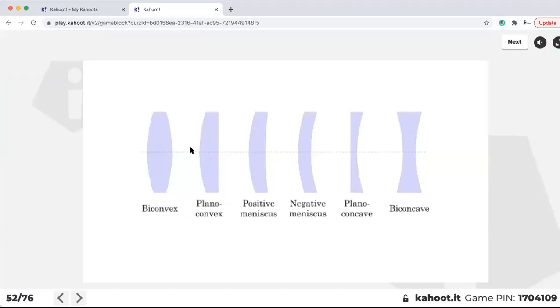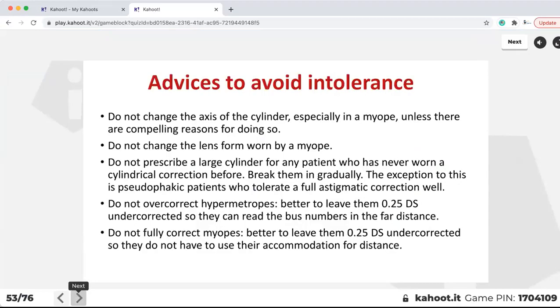We said that there are different forms of lenses like biconvex, biconcave, plano-concave, plano-convex, and the meniscus. The best form lens will be the meniscus to eliminate the aberrations. So some advice to avoid intolerance of the glasses. First of all, don't change the axis of cylinder, especially in myopes, unless there are some reasons to do so. So if you just give glasses for a patient, especially who is a myope, and you find that the autoref is showing change of the axis, just don't change the axis of his regular glasses as long as he is happy with it. There is no need for a change without a complaint.